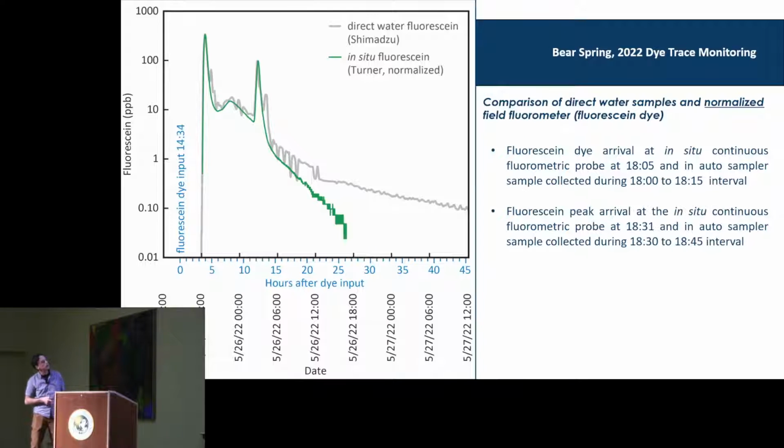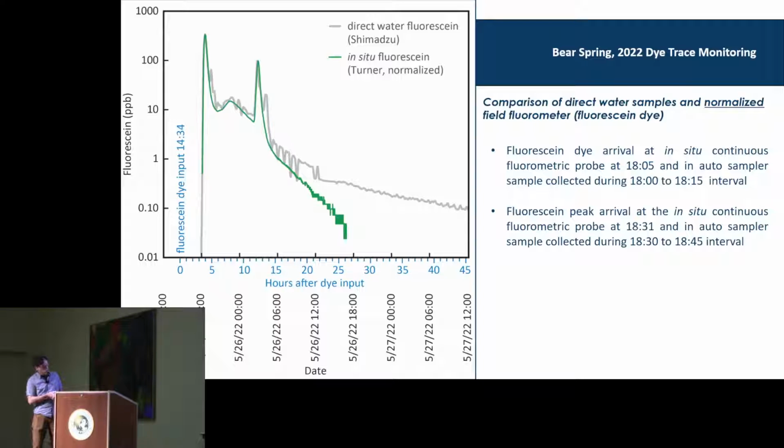The first arrival of our dye was at 1805, so that was within that 15-minute window for those direct water samples. The peak arrival was a good fit as well. It arrived at 1831, and that was within that 1830 to 1845 interval. So that was great, and then you can also see that the behavior was the same. Initial peak, we had this secondary and then tertiary peaks.